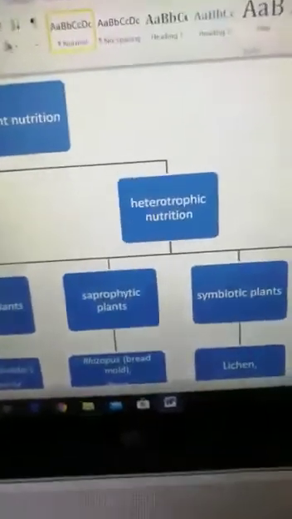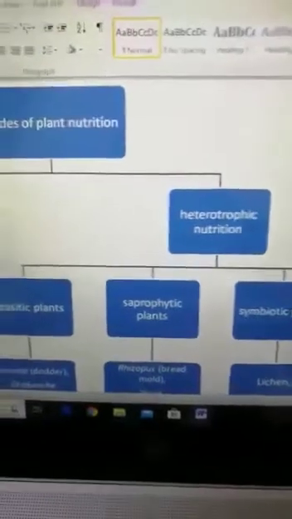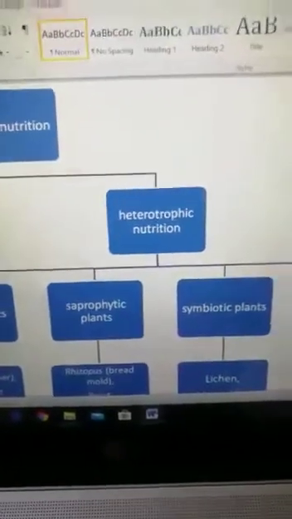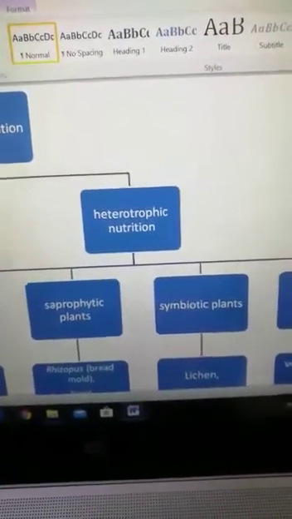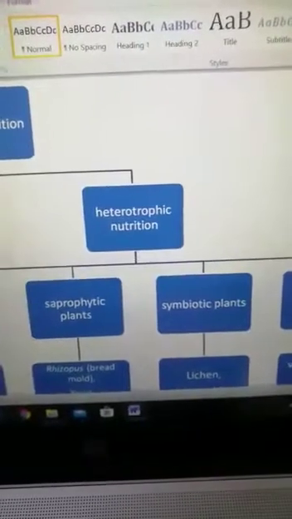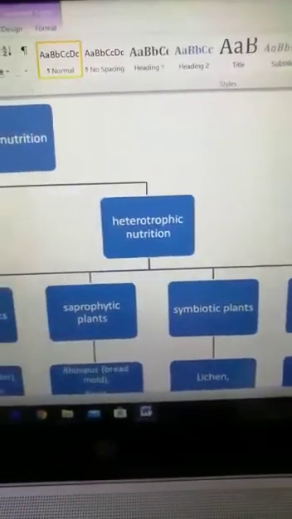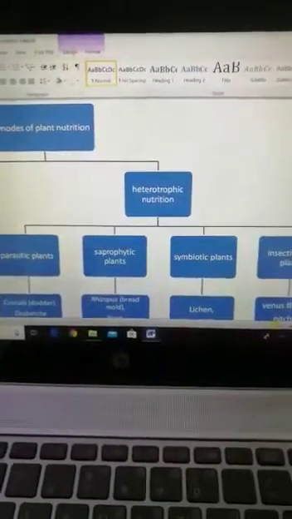And the second mode of nutrition in plants is heterotrophic nutrition. Hetero means different and trophic again means food. The organisms that obtain their food from other organisms are called heterotrophs, and this process of obtaining food is called heterotrophic nutrition. There are four further types of heterotrophic plants.